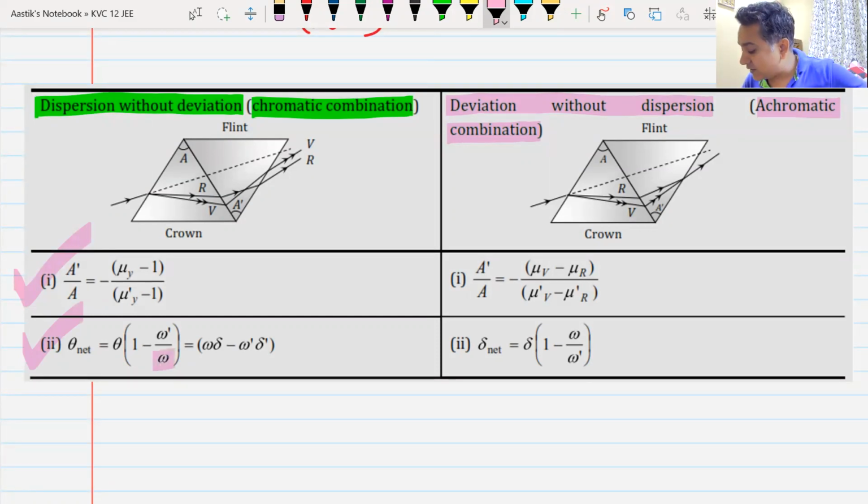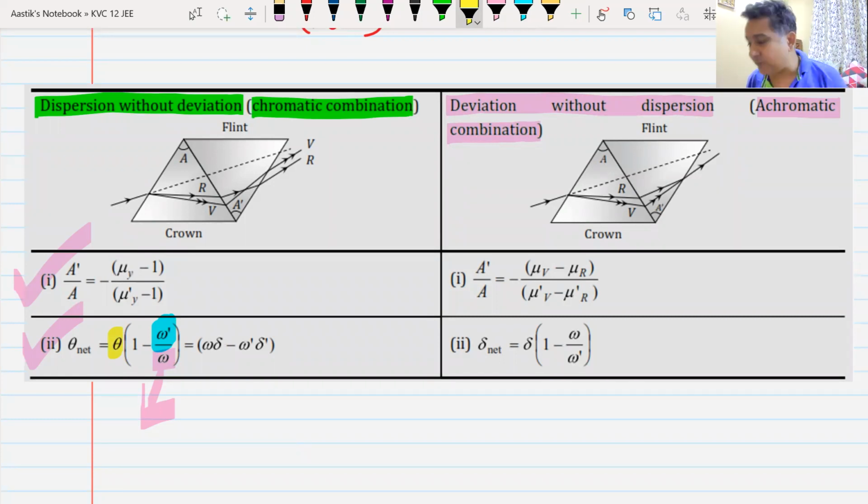What does omega stand for here? Dispersive power of which prism, my dear friends? The first prism. Do we understand this? What is omega dash? Dispersive power of the second prism. Do we understand this? And this theta is the dispersion produced by the first prism.